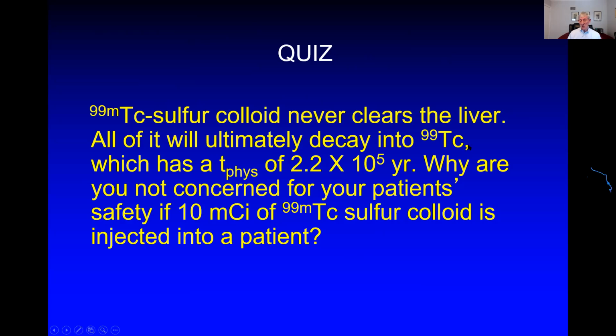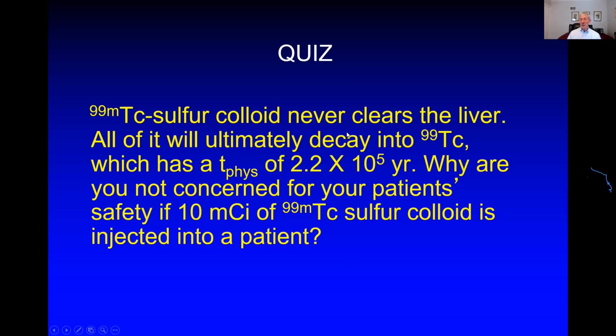But think about this. All the 99M technetium decayed to the ground state, and you now have a liver with a radioactivity of 220,000 years. Are you worried about that? If it's the patient or even yourself, are you worried about having a liver with a 220,000 year half-life? Yes or no? No. Definitely no.